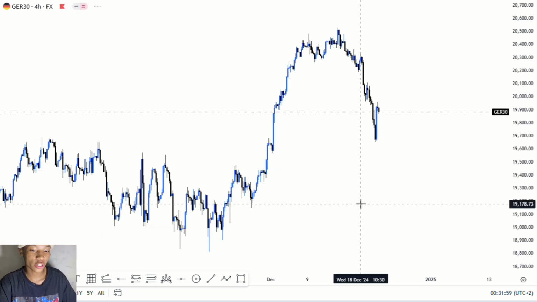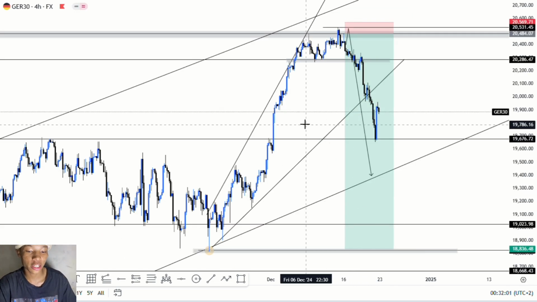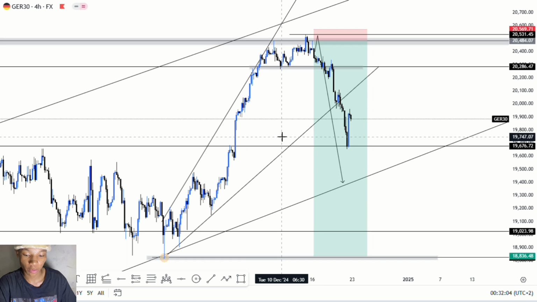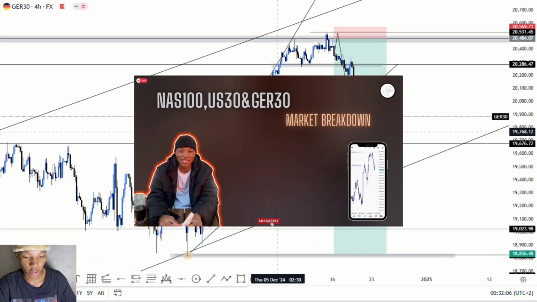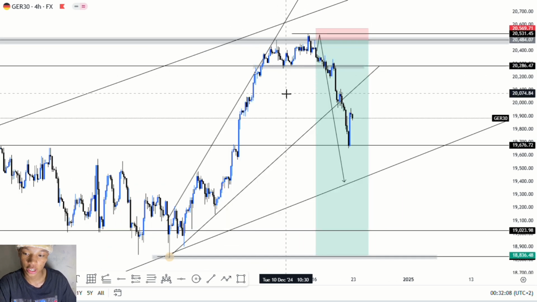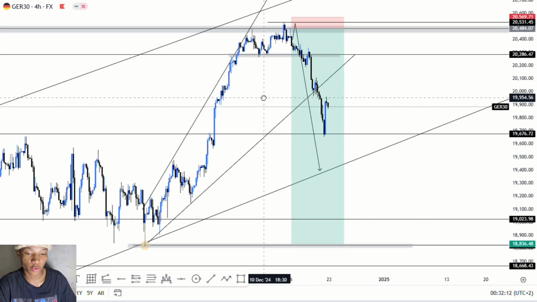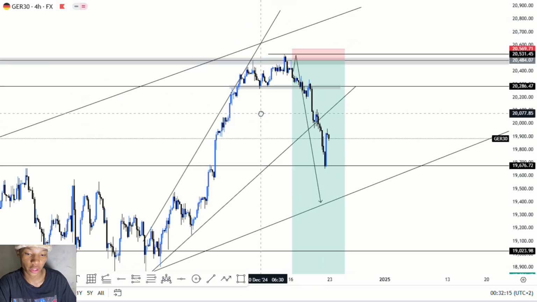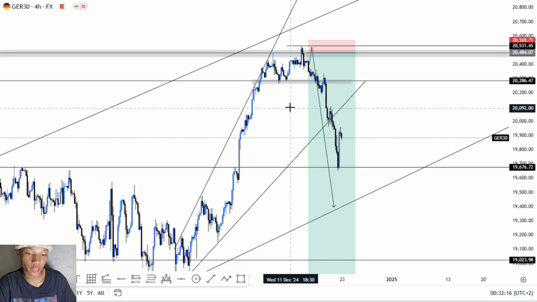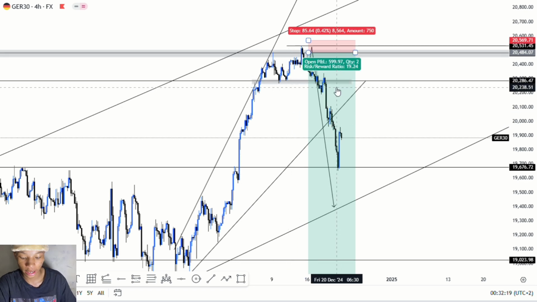Okay, and then on GER30, guys, the same thing happened. GER30, we explained it in the previous video. Make sure you go check out the previous video to see how we came about this entry. But this one is just a beautiful one. We're looking for a breakout there, but our entry point is actually on this neckline also.